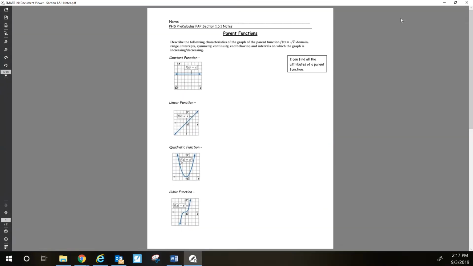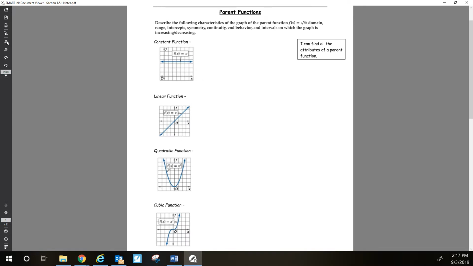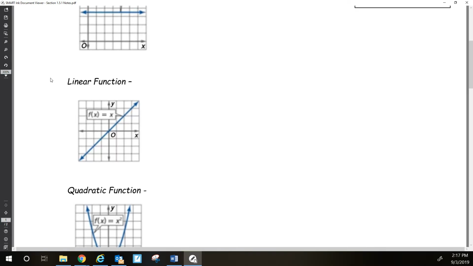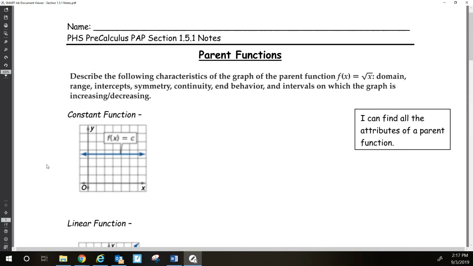Hello, PreCalculus. We're going to talk about parent functions. This is really just a review. So tomorrow we're going to do a gallery walk where you've got different parent functions. You're going to have to know the name of them, maybe know stuff about their domains, ranges, and behavior, stuff like that. So everything that we've learned so far, you're going to have to be able to apply to this.